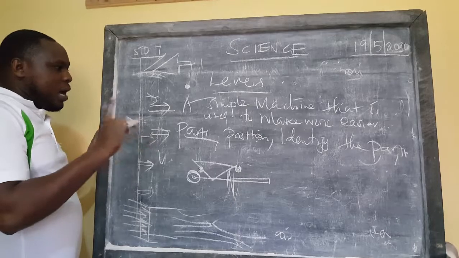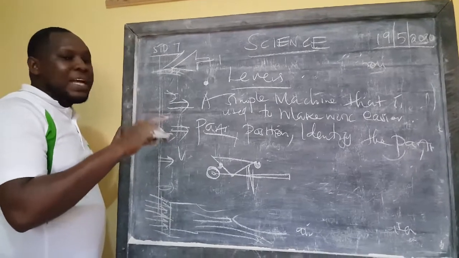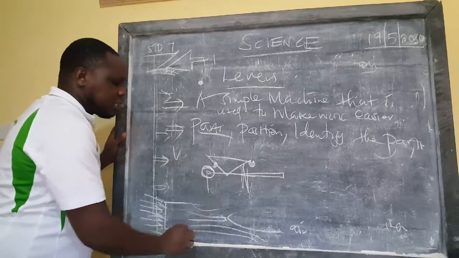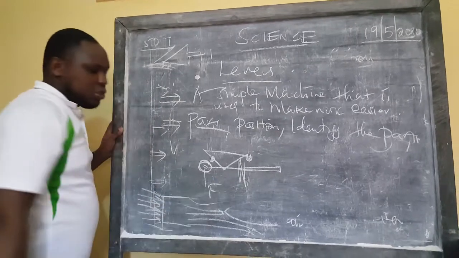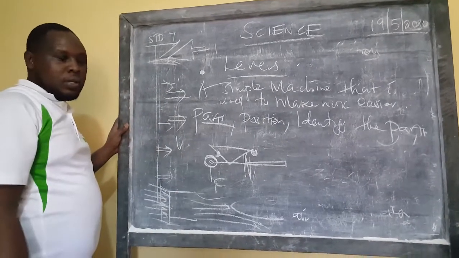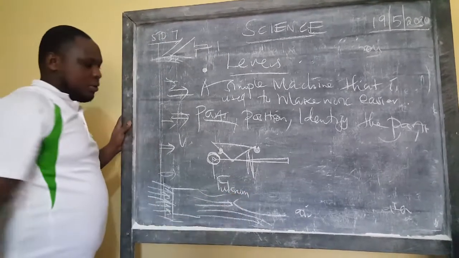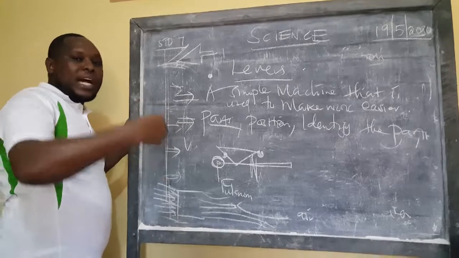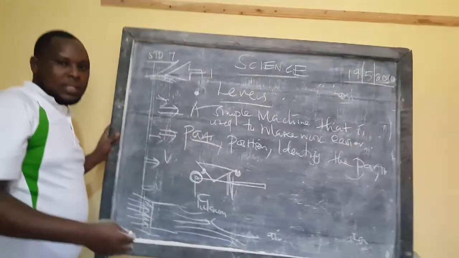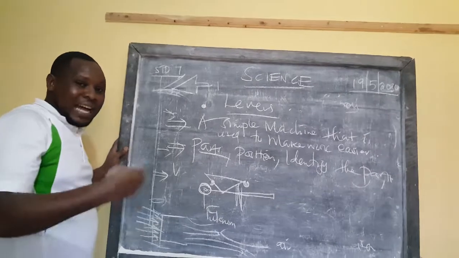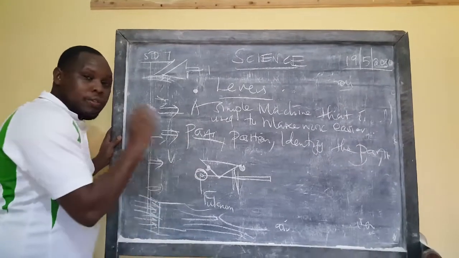Where the machine makes movement, there is rotation, turning. We call that point fulcrum. It's noted F. Fulcrum. You can write it in full, fulcrum. So that point of rotation, of turning, or support. The point can be point of support, rotation, turning. That is what we call fulcrum.